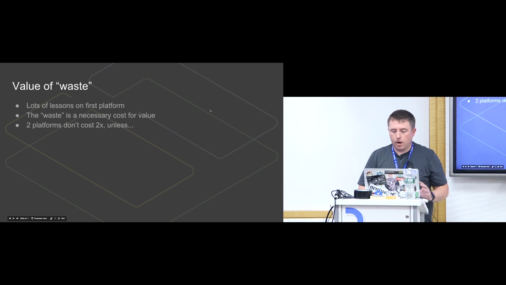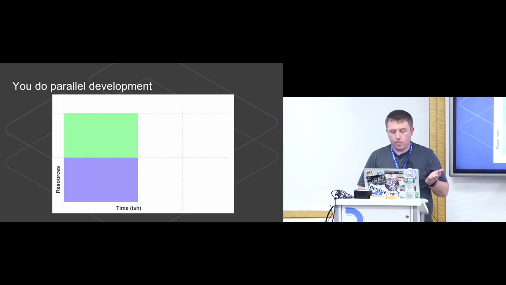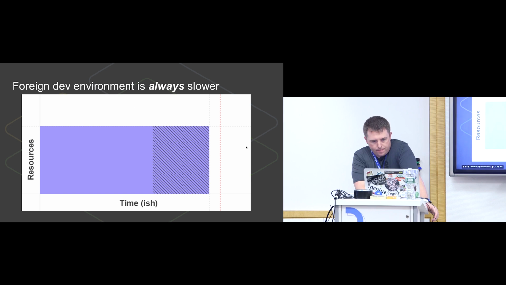And two platforms don't cost 2x. That's the thing when people argue about building native. They're like, well, I don't want to build it twice. It's going to cost twice as much, and it's not. Unless you build them both at the same time and you don't learn those lessons, which some people do, and that's crazy.